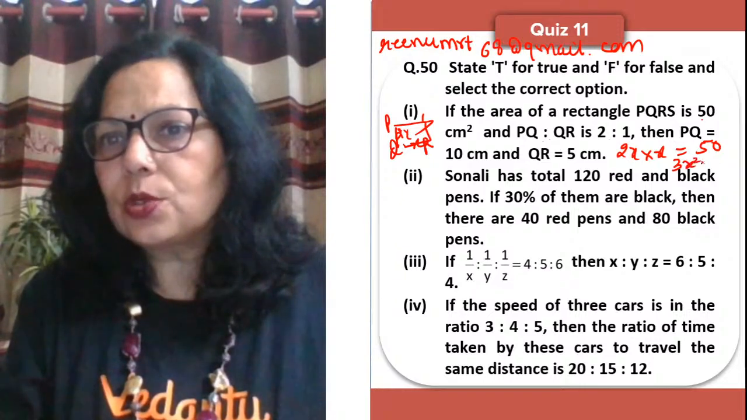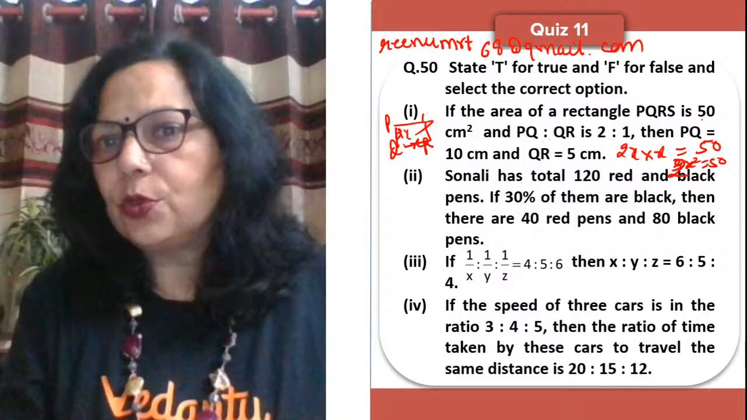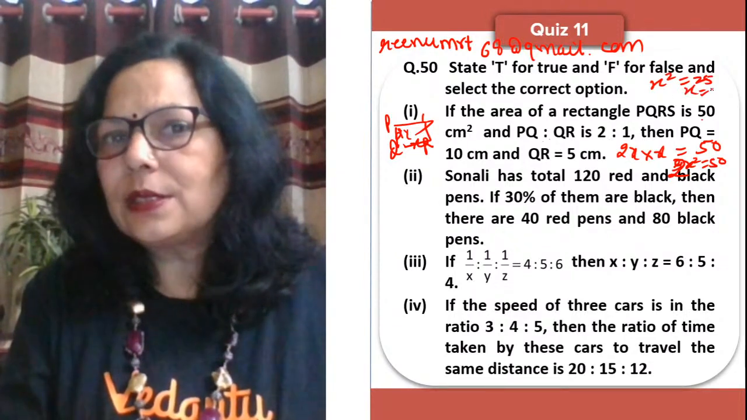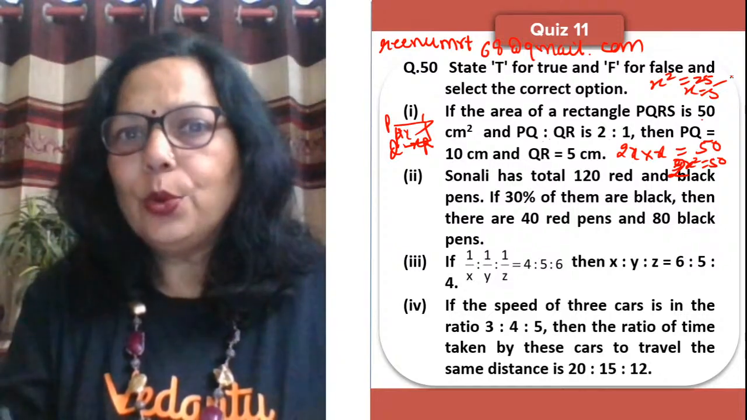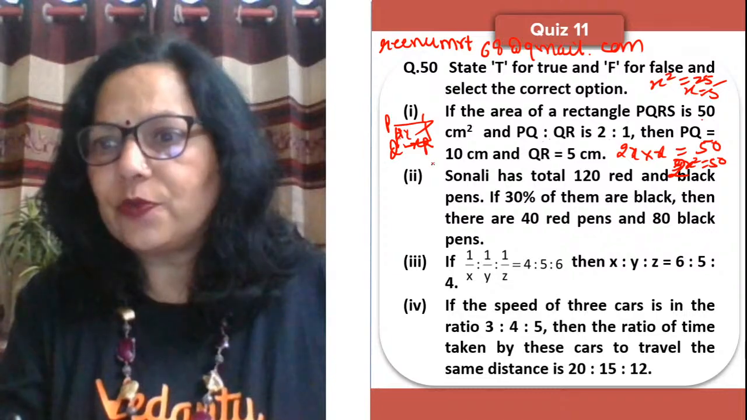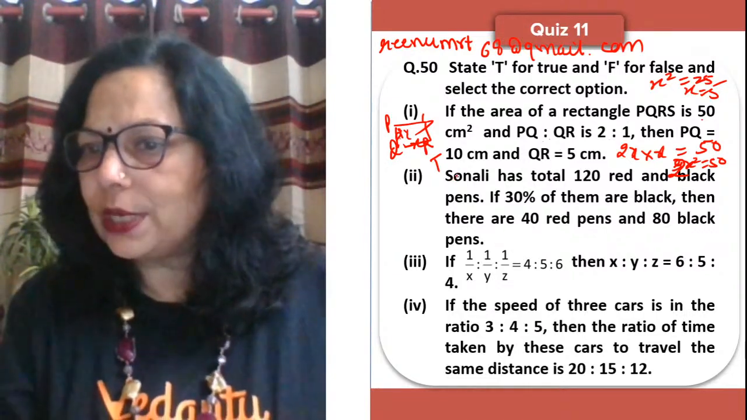So 2x square is equal to 50. So you get x square is equal to 25. So x is equal to 5. Now when x is equal to 5, PQ will be how much? 10 and QR is 5. So this is true.